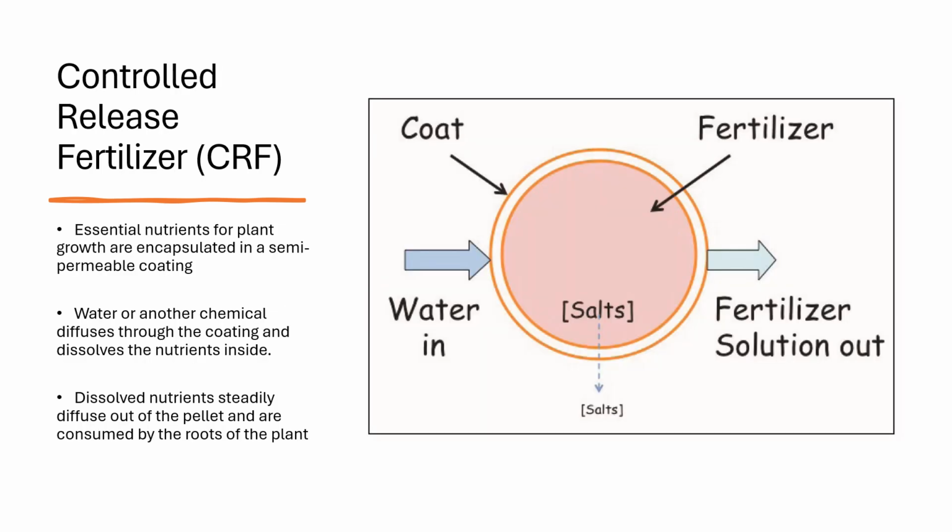So what are controlled release fertilizers, also known as CRFs? Essentially, a CRF is when a fertilizer core, or similarly, nutrients required by plants, are encapsulated in a semi-permeable coating or membrane. Water or another chemical will diffuse through this coating and dissolve the nutrients inside. Once these nutrients are dissolved, they'll steadily permeate out of the pellet and are then consumed by the roots of the plant.